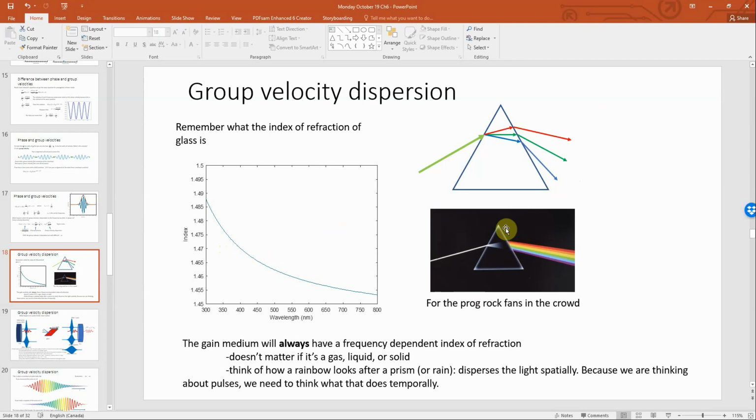And for those of you who like prog rock, there's this iconic Pink Floyd album cover of a prism. So if you can't remember what a prism looks like, you can always think of Pink Floyd.